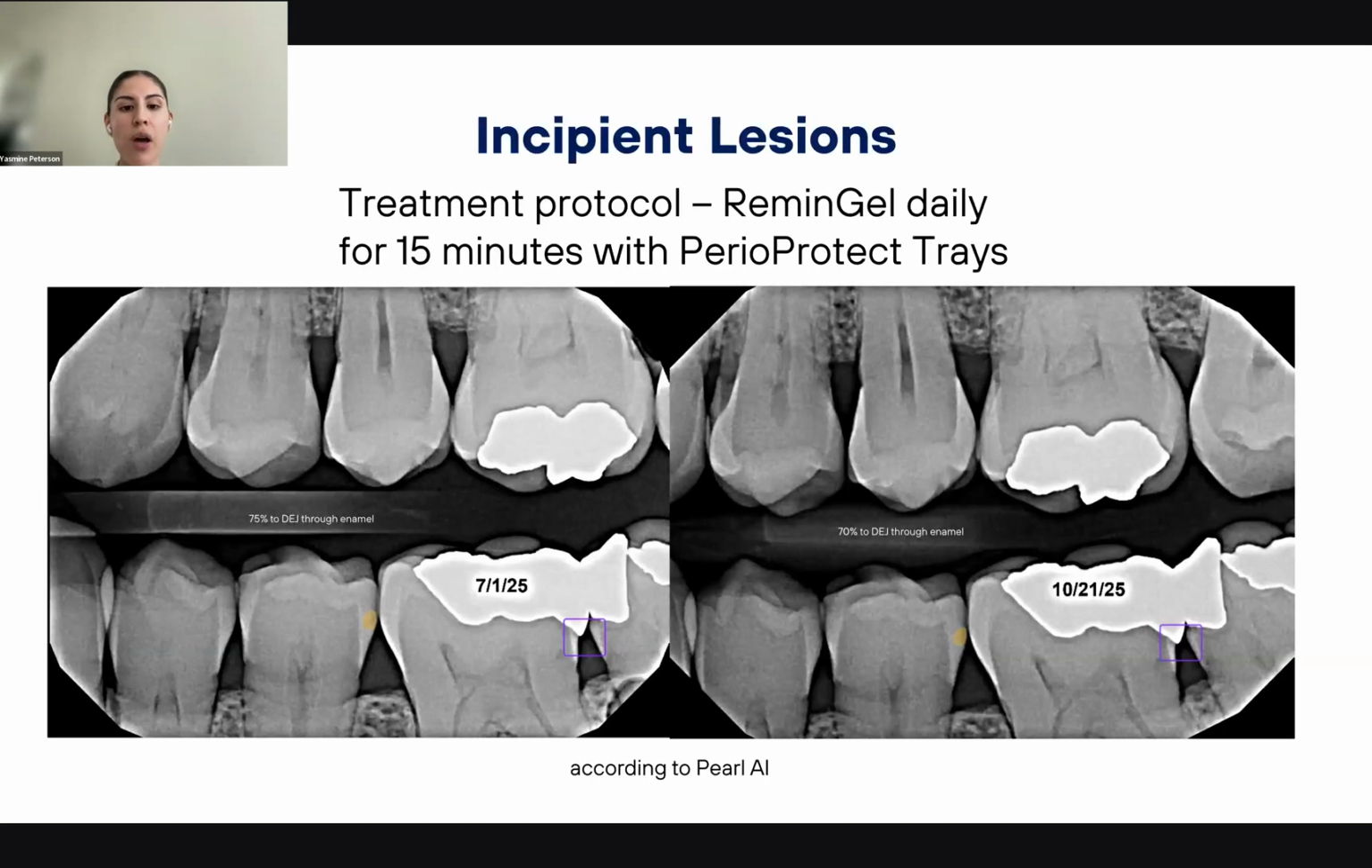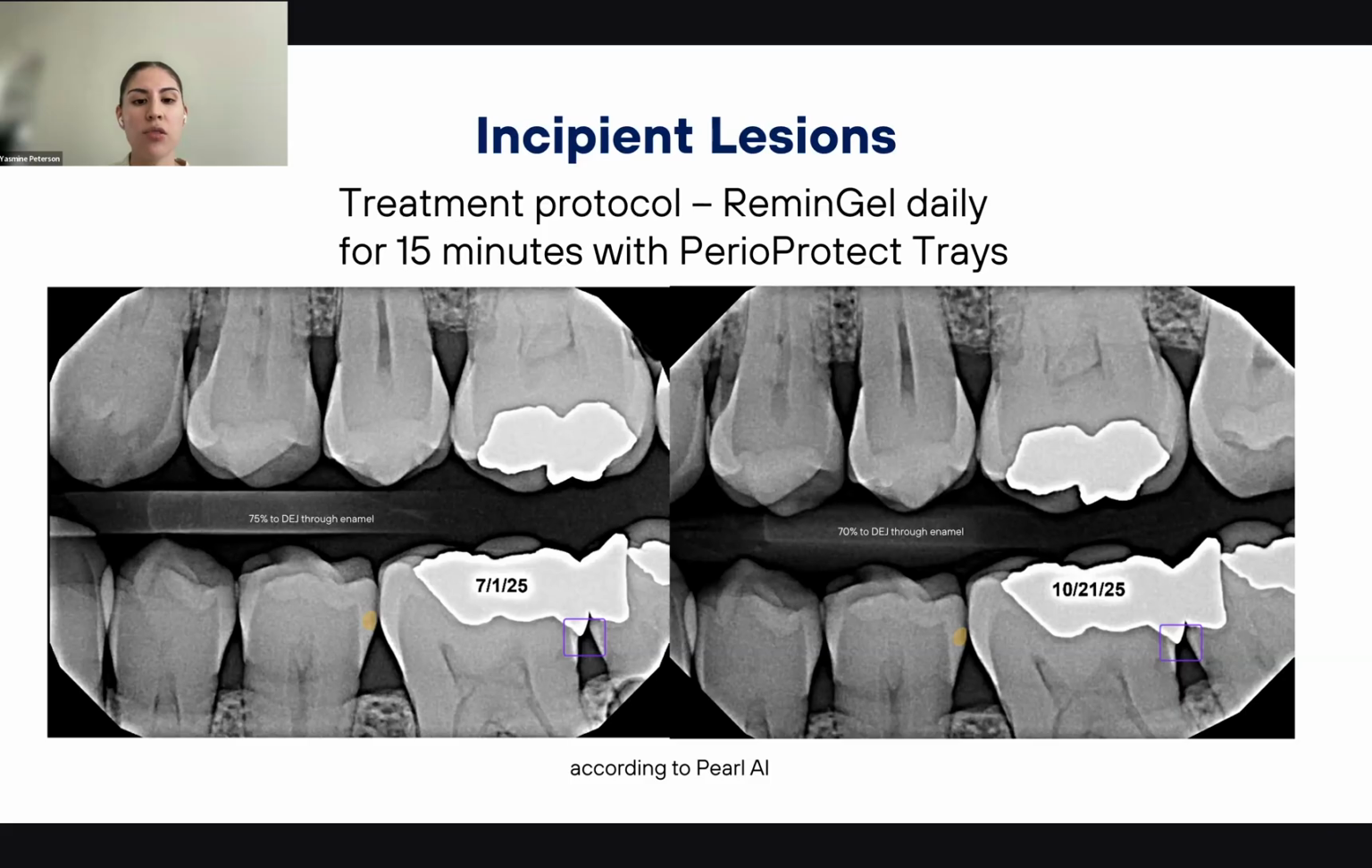Okay, so another case study, these are incipient lesions. Again, this is using Pearl AI. I picked these two x-rays because I thought the contact point was pretty similar on each one, because sometimes the percentages can change depending on the angle of the x-ray, but I thought this one was pretty close. So this patient was using Remingel daily for 15 minutes with PerioProtect trays.